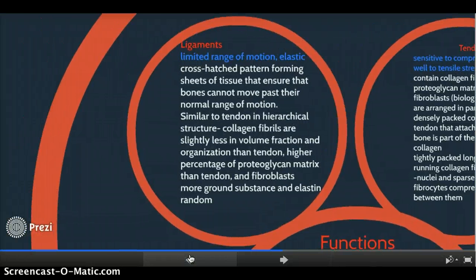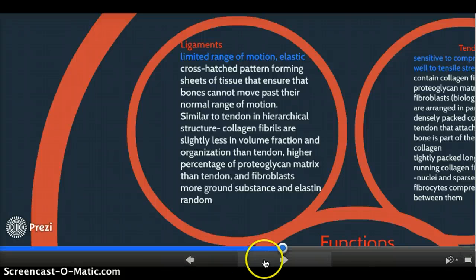The ligaments are limited in a range of motion and have an elastic crosshatch pattern, forming sheets of tissue that ensure that bones cannot move past their normal range of motion. Similar to the tendon in the hierarchical structure, collagen fibrils are slightly less in volume, fraction, and organization than tendons. Higher percentage of proteoglycan matrix than tendon, and more ground substance and elastin, with random fibrils.